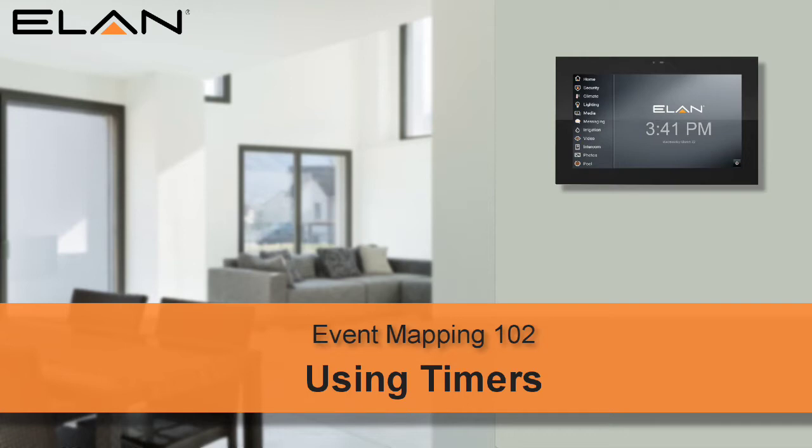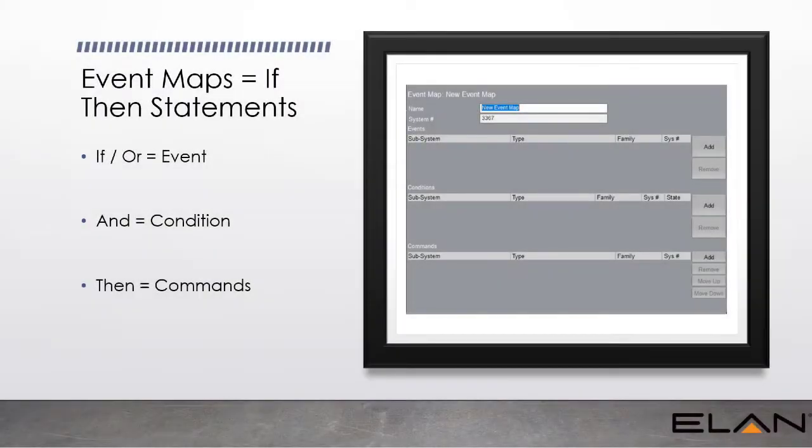Today we are going to be going over Event Mapping 102. That is timers and how to use them. First off, let's cover a refresher on event maps themselves. Event maps are our if-then statements. If/or equals event, and equals a condition, and then equals the commands we want to execute.